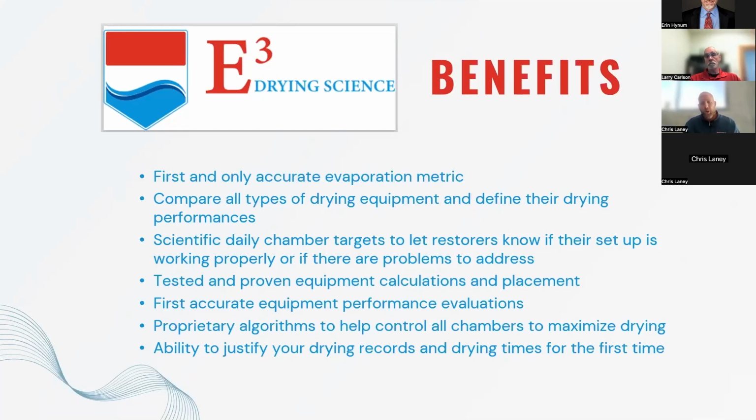We'll evaluate it during the project, and then it can be evaluated on the back end using E3. So the daily chamber targets are the first targets that we can utilize as an industry that tell us if I'm using this specific type of equipment, the grains outside are whatever they are, I have this day of the loss, this class of the loss, this elevation. So 5 specific metrics is what those targets are based off of. And so this is done through tested and proven equipment calculations and placement.